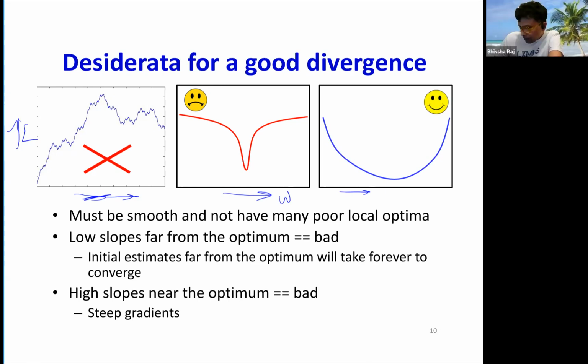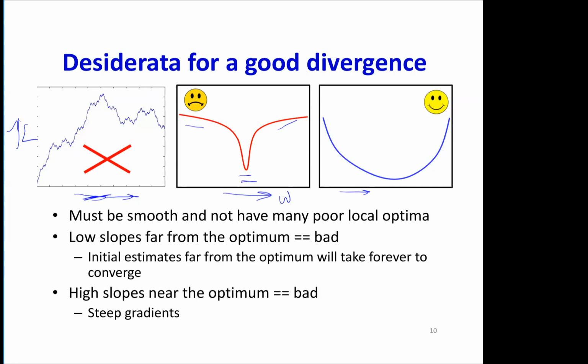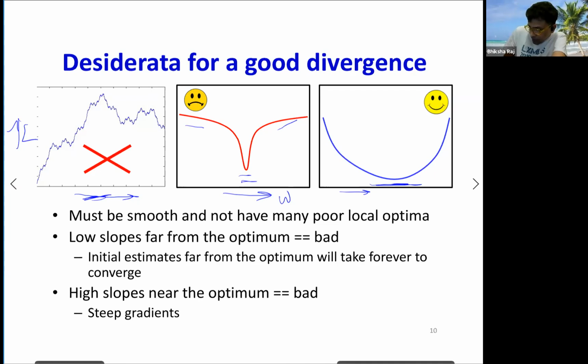Right. So this means you want the gradients to be large far away from the minimum, but small close to the minimum. A divergence function like this one in the middle, with a small slope far away from the minimum and very steep slopes close to the minimum, is not a good one. It's the exact opposite of the kind of function you want. This figure on the right, this is the kind of divergence we like.